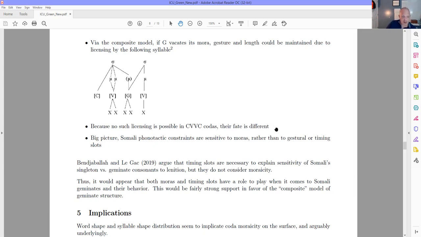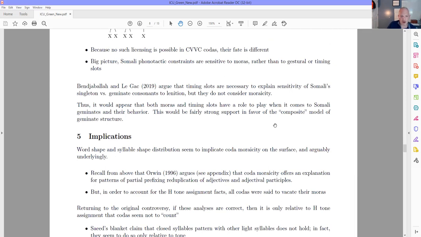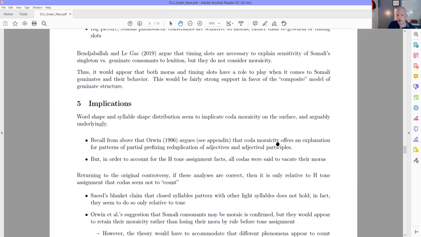So with that said, there are some important implications here. Word shape and syllable shape distribution, I would argue, seem to implicate quota moraicity on the surface in Somali and arguably underlyingly. Recall the study that I mentioned by Martin Orwin above, and I've given some examples in the appendix for you. Orwin argues that quota moraicity offers an explanation for patterns of partial prefixing reduplication in adjectives and adjectival participles. However, in order to account for those facts alongside the tone facts, Orwin has to lose that mora by rule before high tone assignments. So he had to say that codas vacate their moras before tone assignment.